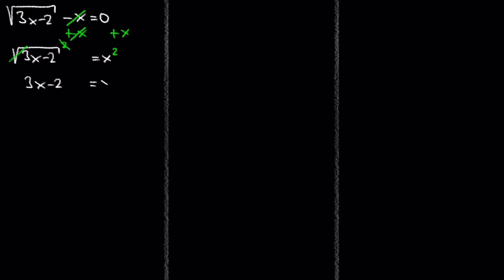Let's look at the next example, which is the square root of 3x minus 2, minus x, equals 0. Adding x on both sides gives us the square root of 3x minus 2 equals x. And squaring both sides cancels out the square root, and we get 3x minus 2 equals x squared. And moving 3x minus 2 to the right hand side gives us 0 equals x squared minus 3x plus 2.